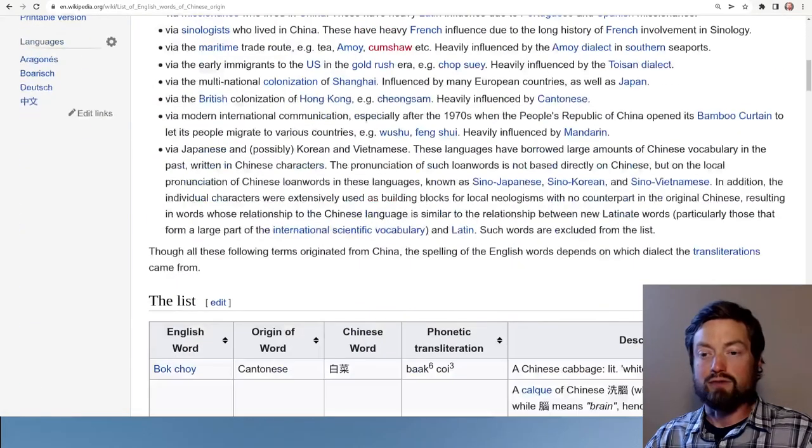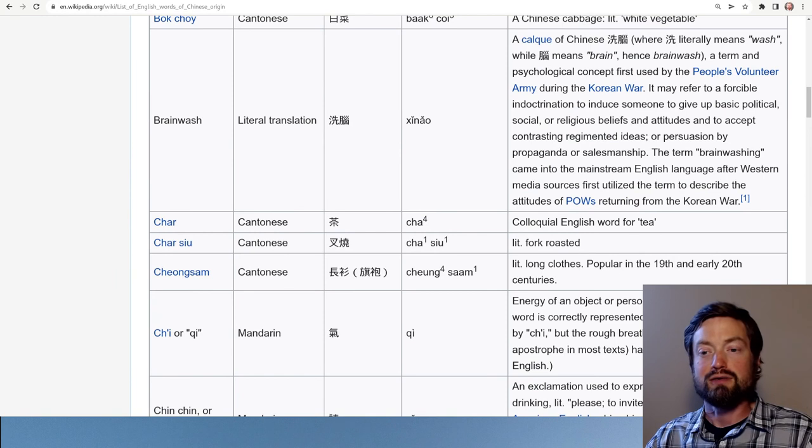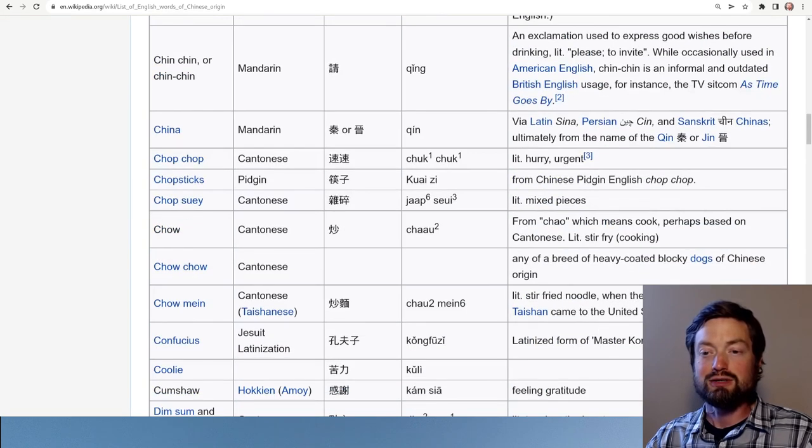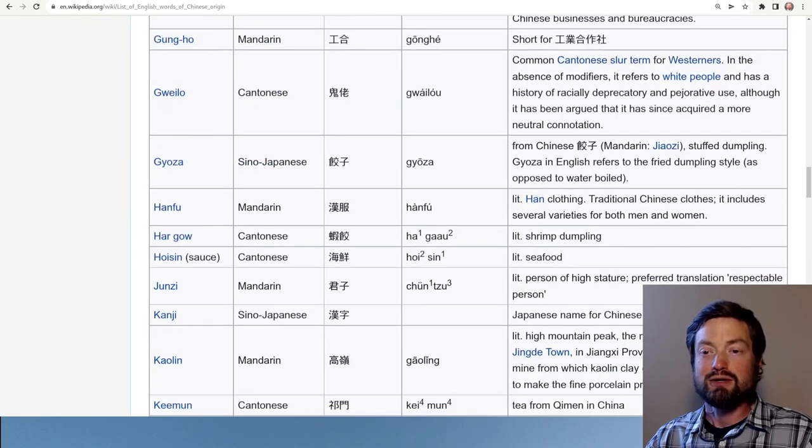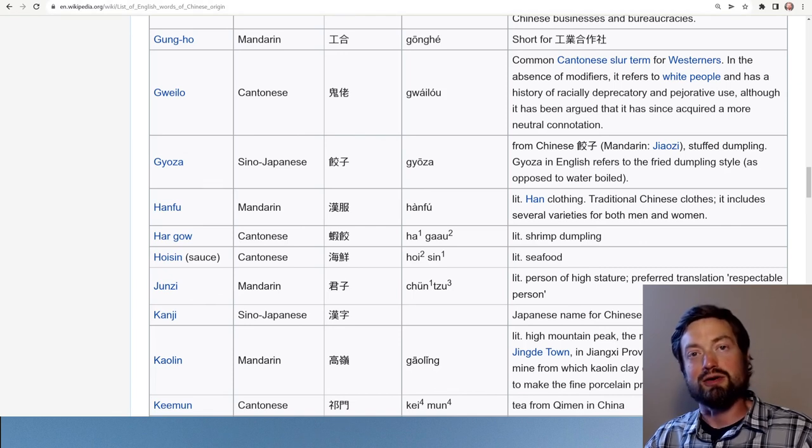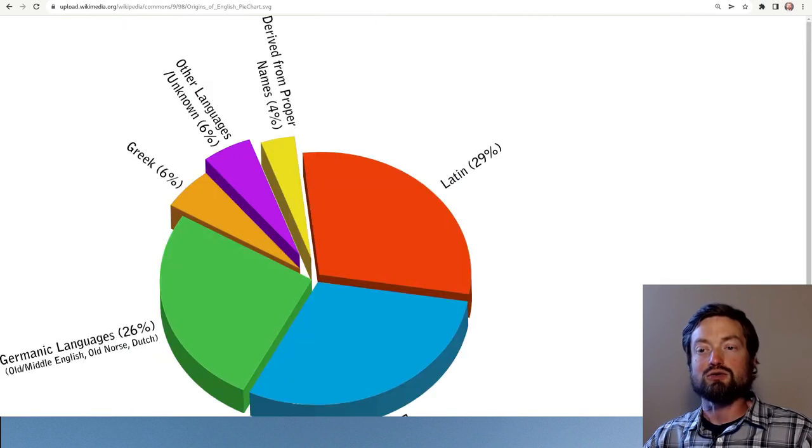Here we see from Chinese some interesting choices, like the word brainwash that comes from Chinese. A lot of Chinese food words. And of course, food is something where you often see it coming from the language of that cuisine. So a lot of words come that way. But all sorts of other languages are contained within this 6% here, as well as the ones that still remain a mystery. So these are the primary sources of English words.